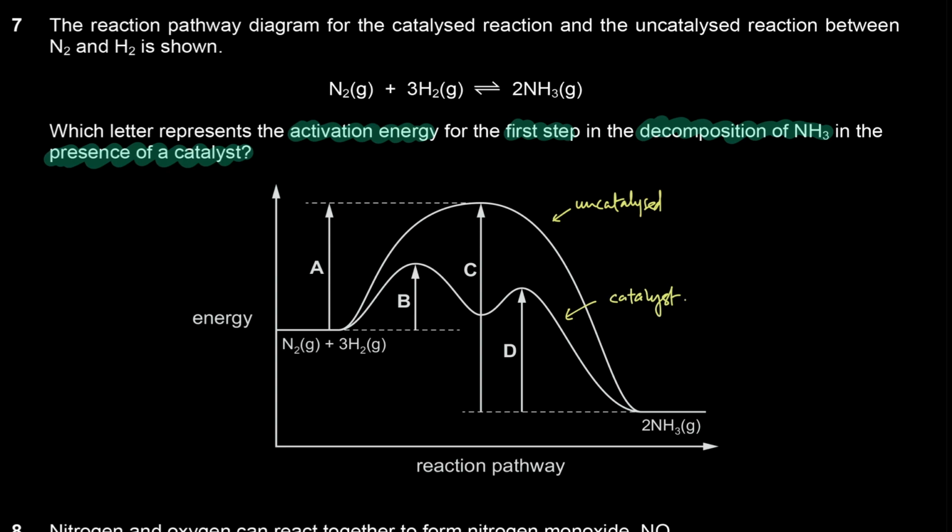First of all, we're only concerned with this one over here. When we talk about the first step in the decomposition of ammonia, we're talking about the backward reaction. We're talking about this reaction going from ammonia to nitrogen and hydrogen, right? That's the decomposition of ammonia. What's the activation energy for the first step in the decomposition? If we're going backwards from right to left, what's the activation energy for the first step? The activation energy is D. So the answer here is D.